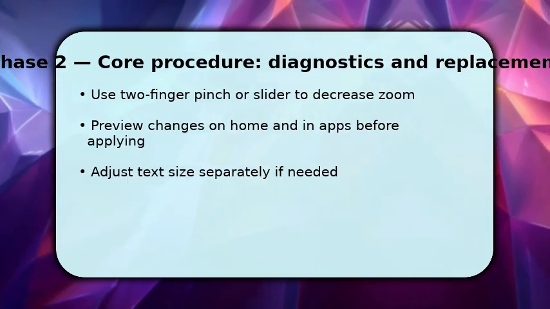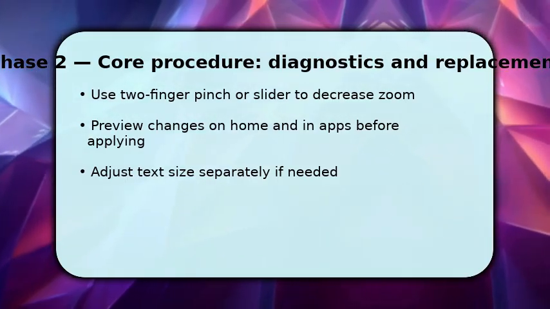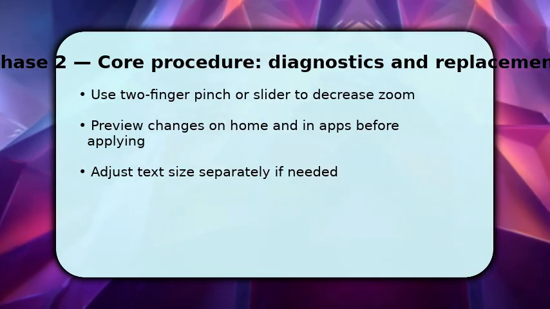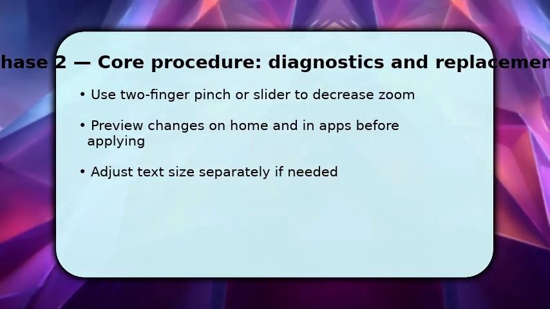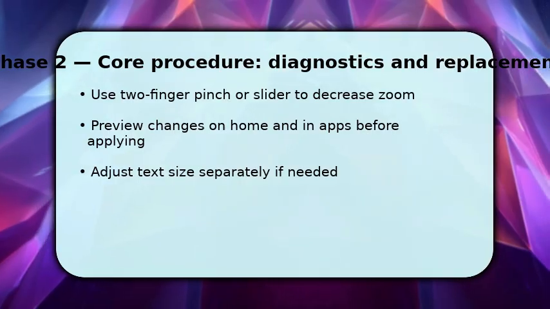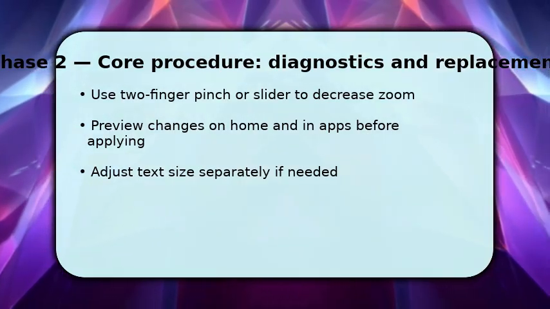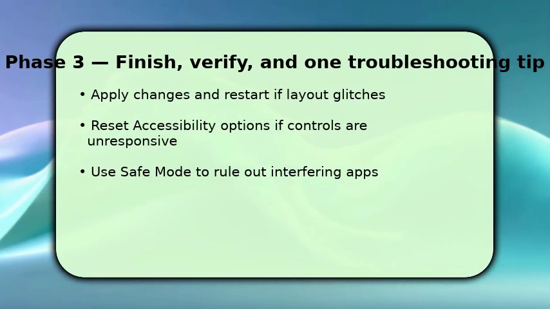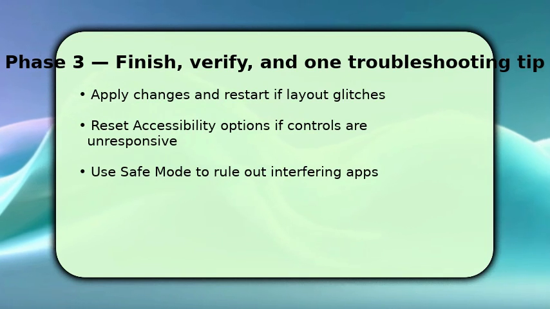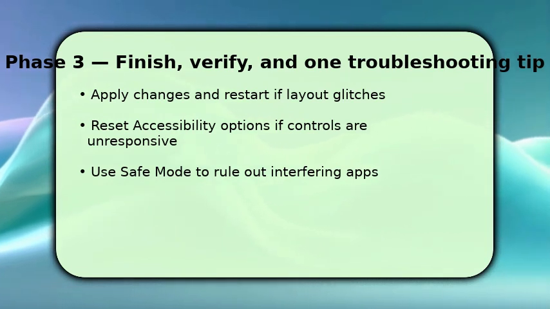If text remains large, adjust font size under display. Once done, make small incremental changes and wait a second for the system to render each step so you don't overshoot and need to revert. Finish by applying the chosen zoom or display size setting and then test common apps to ensure nothing overlaps.